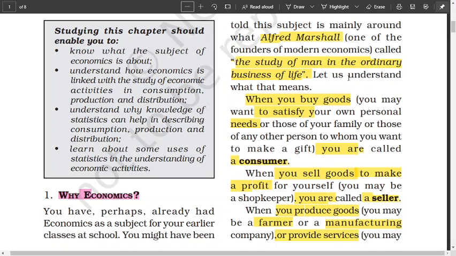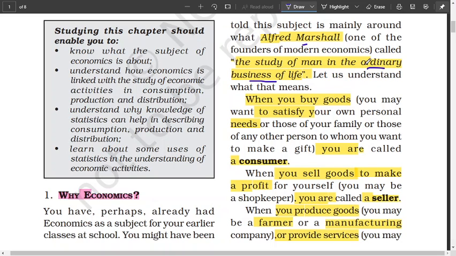But then came Alfred Marshall, the founder of modern economics. He defined economics as a study of man in the ordinary business of life. This is a very important part of that definition. Ordinary, nothing special. Business, activities of a person in his day-to-day life. So economics does not study somebody or a selected few, but it studies ordinary people, what they are doing in their everyday life. So that's about his definition of economics.